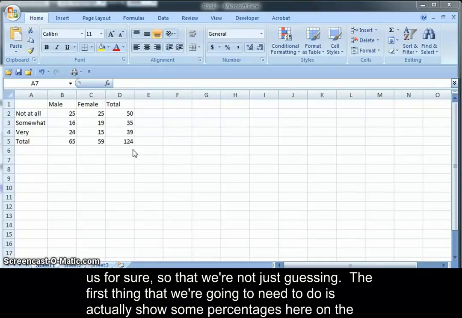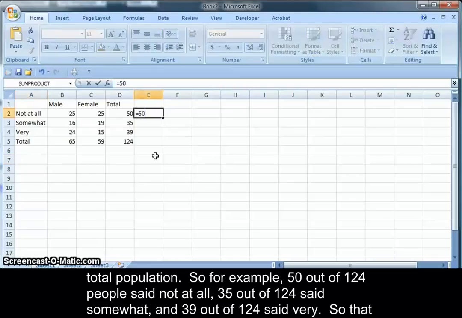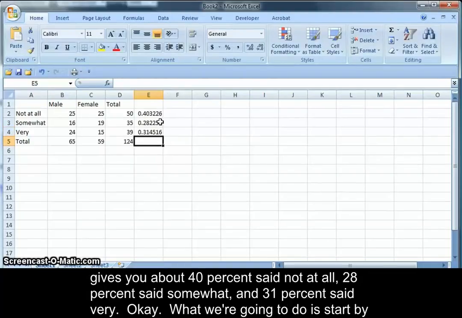The first thing that we're going to need to do is actually show some percentages here on the total population. So for example, 50 out of 124 people said not at all. 35 out of 124 said somewhat, and 39 out of 124 said very. So that gives you about 40% said not at all, 28% said somewhat, and 31% said very.